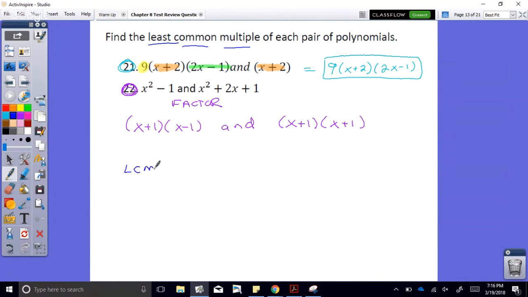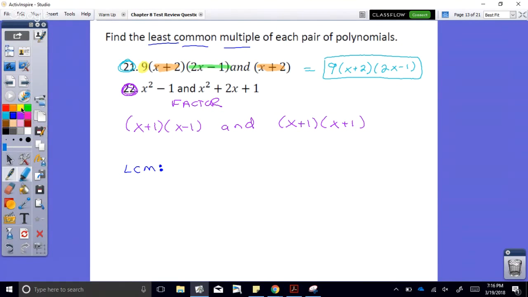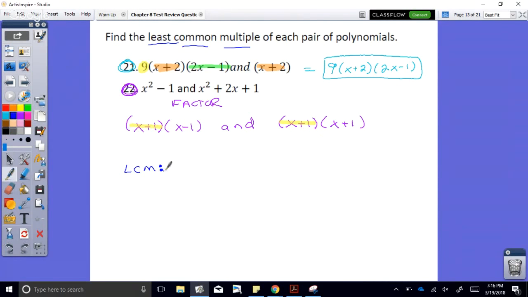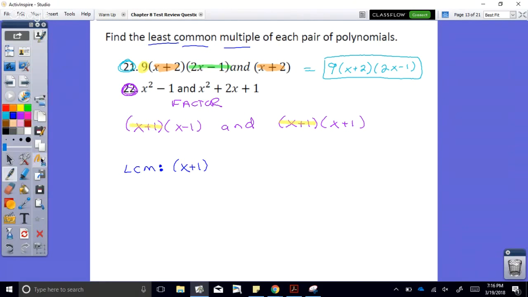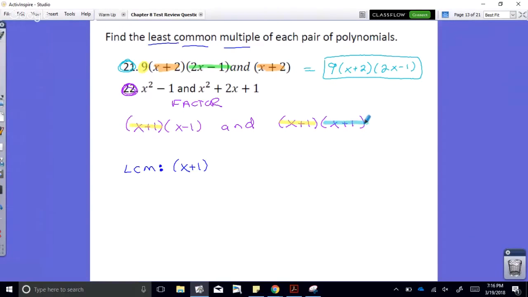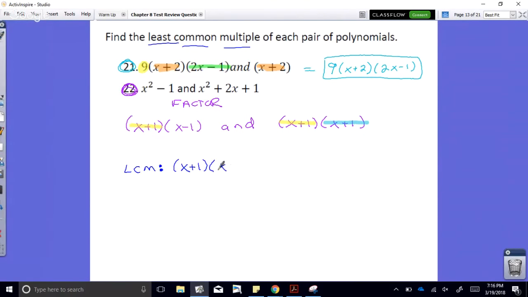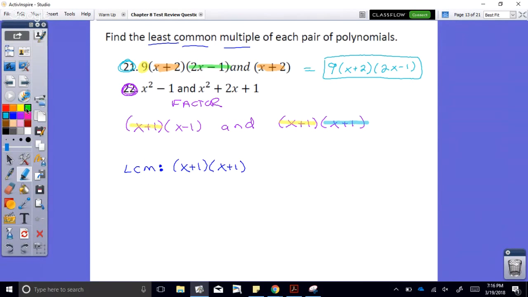So to find the LCM, again, you must account for each piece once. So for starters, I have an x plus 1 and an x plus 1. So I'm going to write x plus 1. But if you notice, there's another x plus 1 that hasn't been accounted for yet. So I'm going to add a second x plus 1 to the LCM. And then lastly, there's an x minus 1.